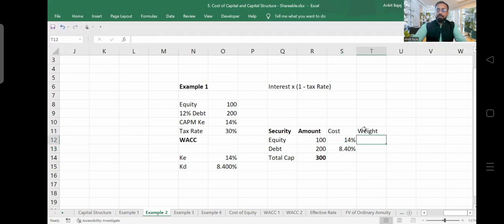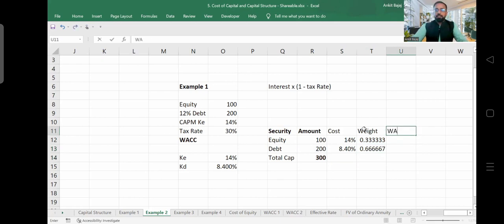After that, I will calculate the weight. How can I calculate the weight? It is equity capital divided by total capital. So the weight of equity capital is 0.33. What is going to be the weight of debt? Debt capital divided by total capital. So it is 0.67.